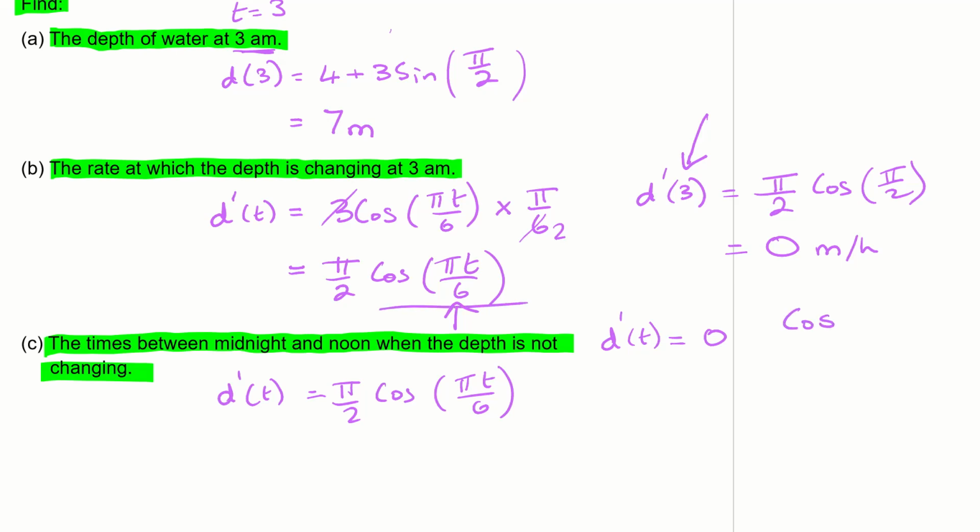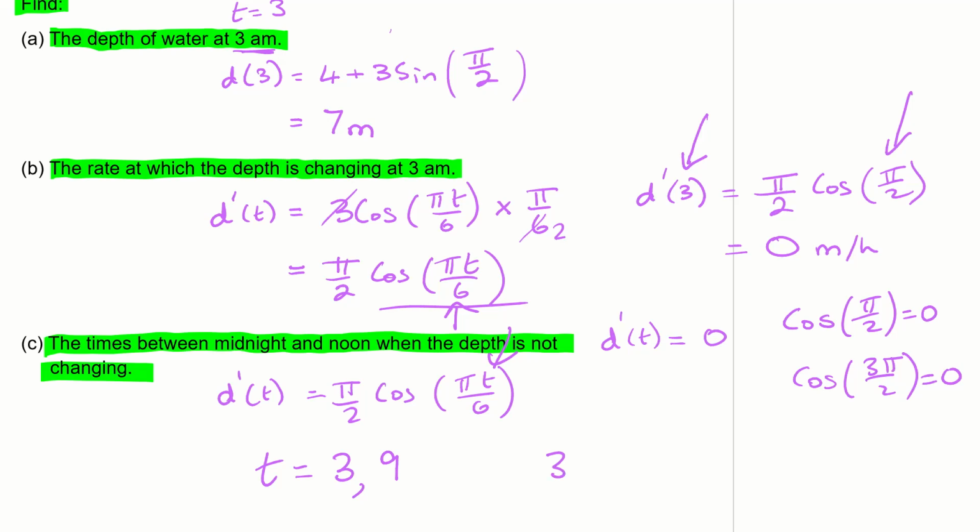And as we saw in the last part of the question, cos pi by 2 is equal to 0. Cos 3 pi by 2 is also equal to 0, and that would happen when t is equal to 9. So we'd have t is equal to 3 and 9. So that's at 3 a.m. and at 9 a.m.